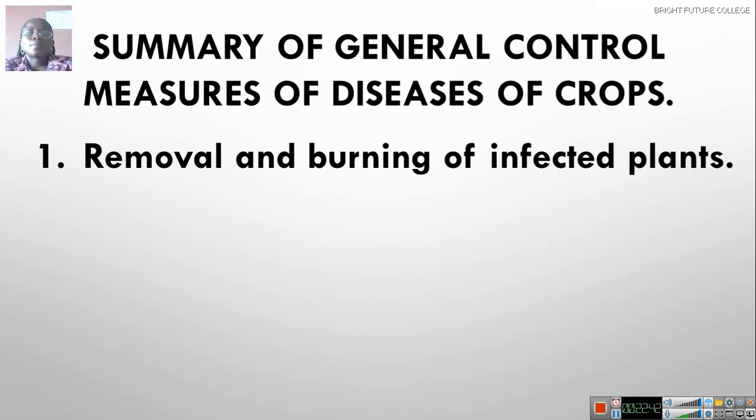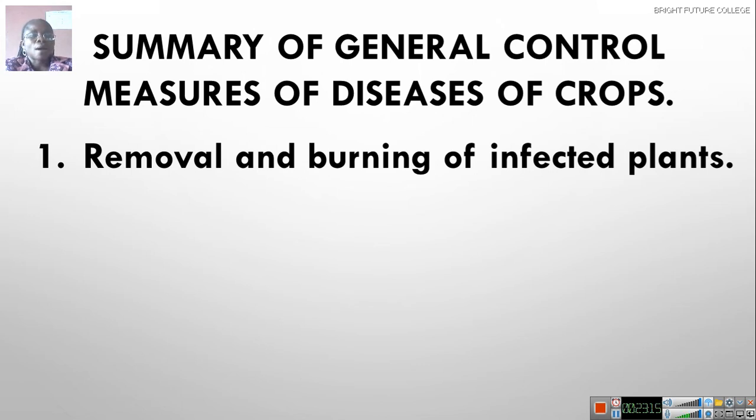Let's go to the summary of the general control measures of diseases of crops. Take note. In this one, I'm going to list all the control measures, and from there you can classify them, whether it's cultural control, chemical control or biological control. Sometimes if you are asked to list maybe 5 control measures of crop diseases, you have to mention them.